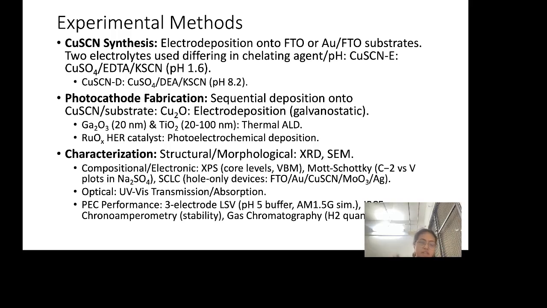The next part of the methodology is to carry out characterization, which is basic structural and morphological characterization like XRD and SEM, then compositional characterization like XPS, Mott-Schottky, or SCLC, which is the space charge limited current, for hole-only devices, and optical characterization like UV-vis, and so on.